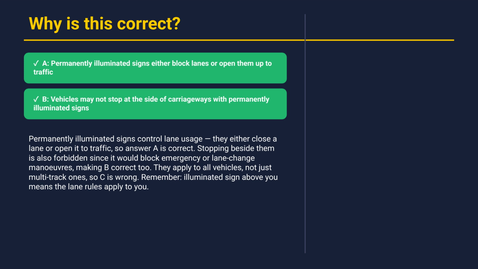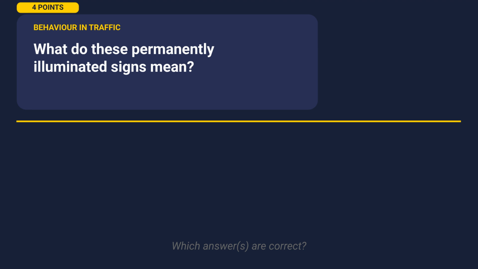They apply to all vehicles, not just multi-track ones. So C is wrong. Remember, an illuminated sign above you means the lane rules apply to you. All right, let's move on to the next question. Here we go with the next question. What do these permanently illuminated signs mean? Take a moment to look at the options.